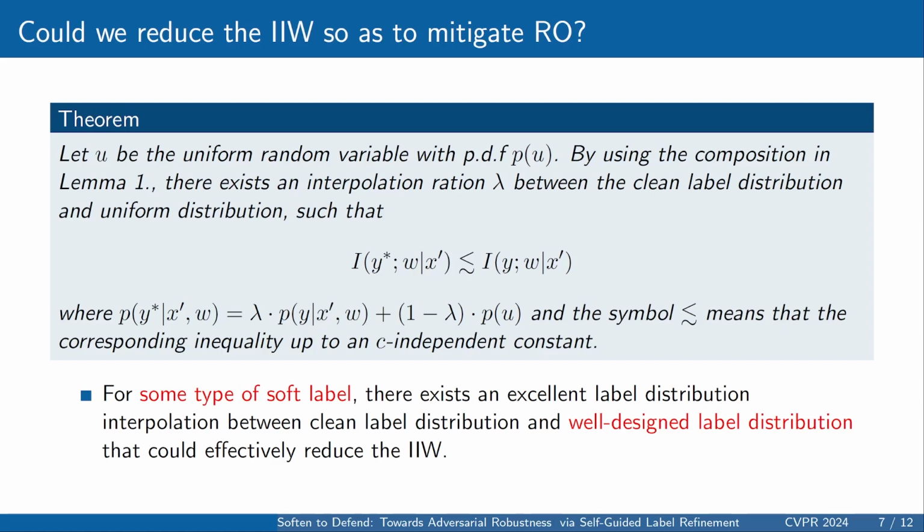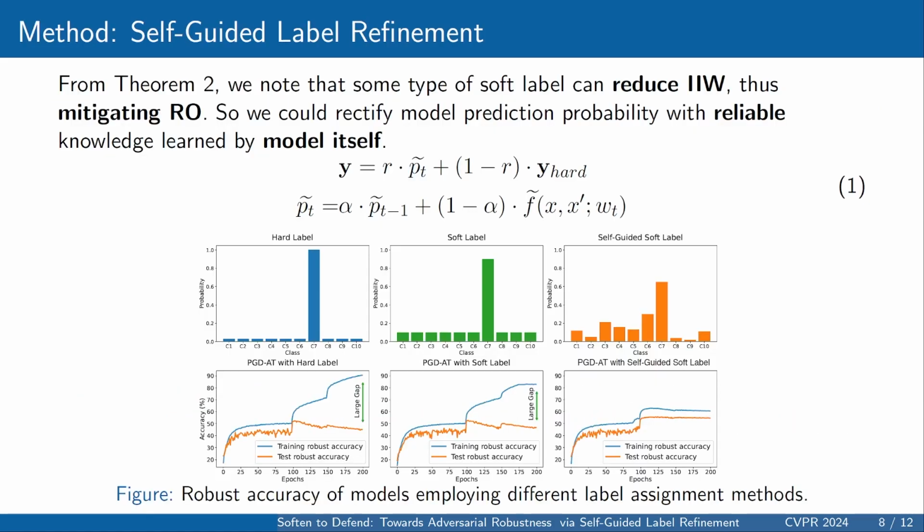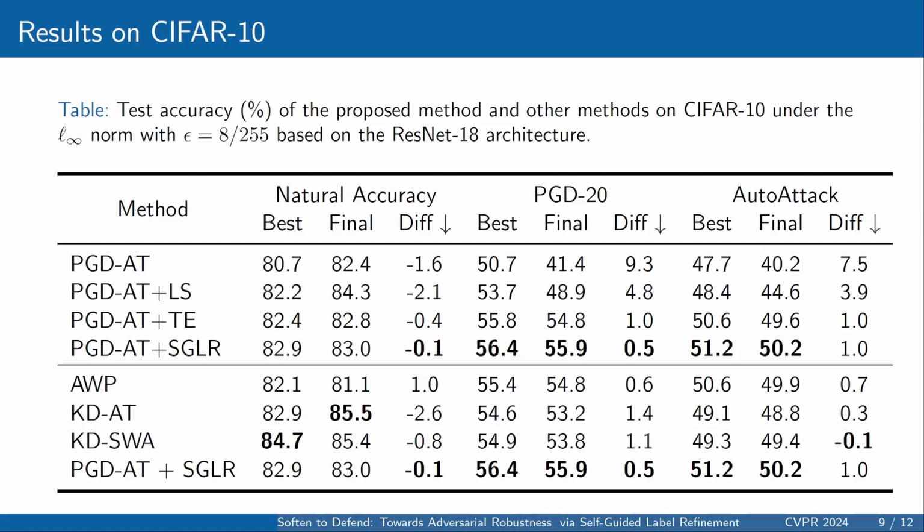To do so, we adopt the knowledge from the model learned itself so as to guide the rectification of prediction probability. We also conducted extensive experiments to validate the effectiveness of SGLR. Our experiments show that SGLR can simultaneously boost standard accuracy and robust performance across multiple benchmark datasets. Besides, as a plug-and-play framework, it is convenient for integrating with other defense methods.